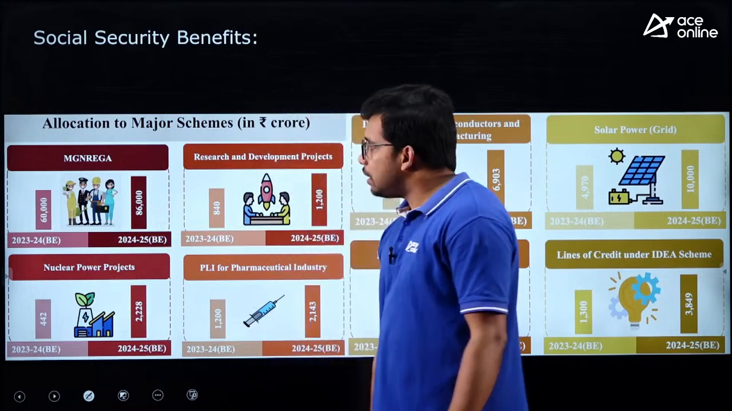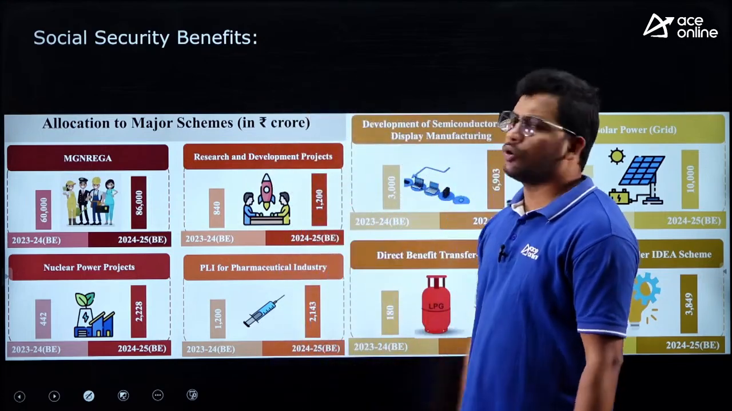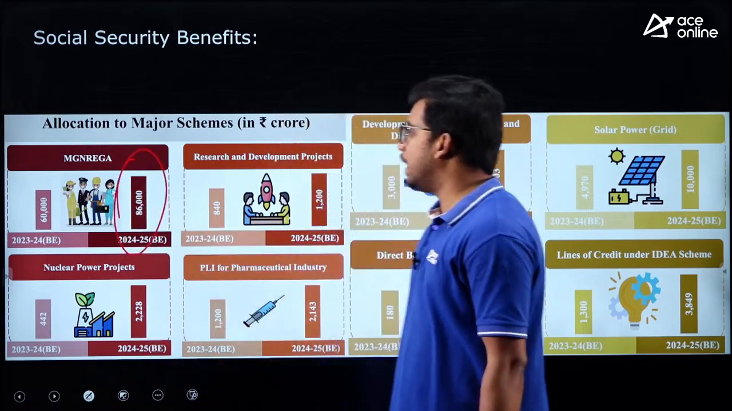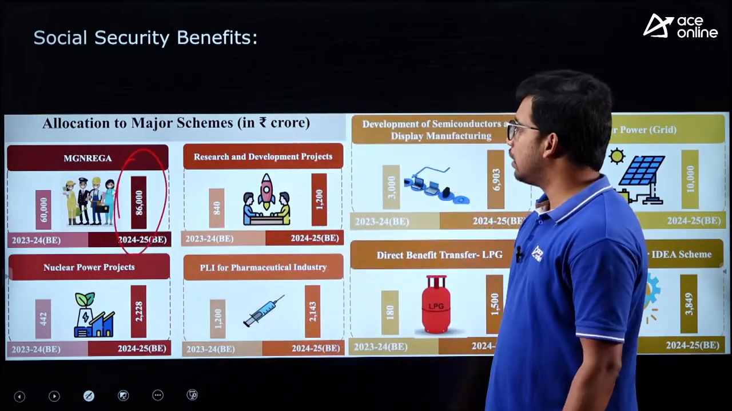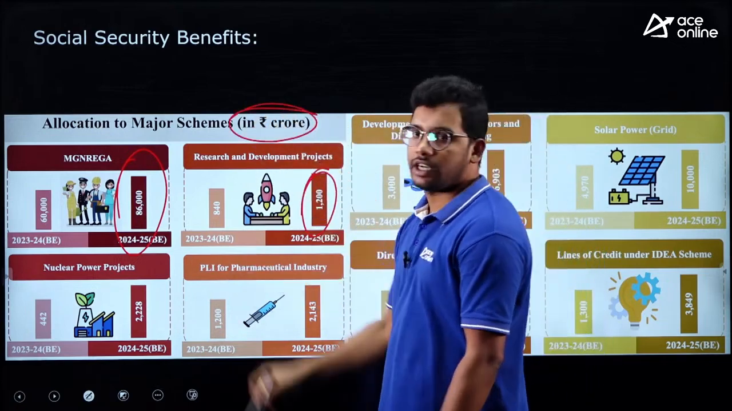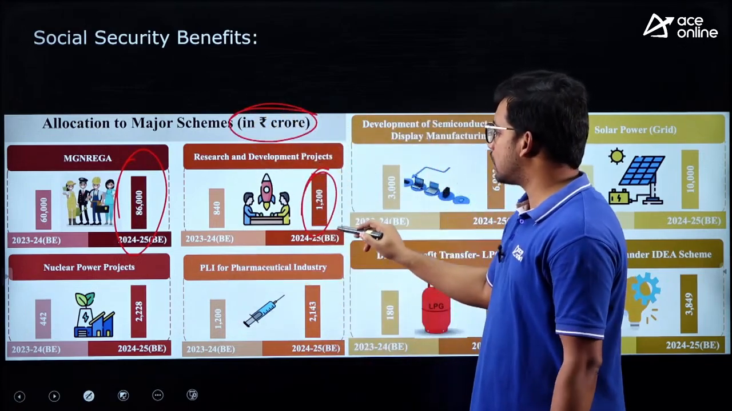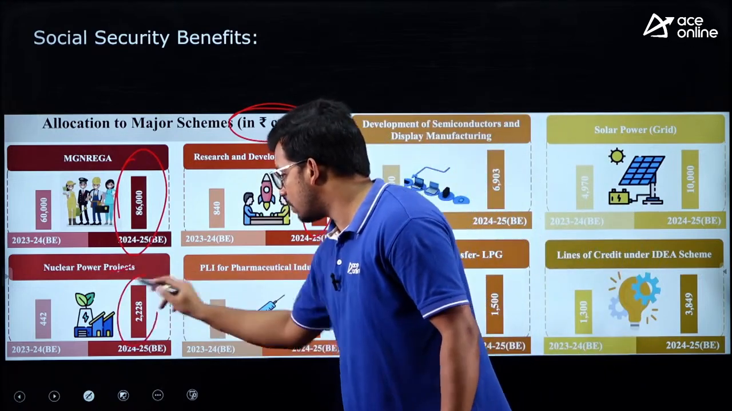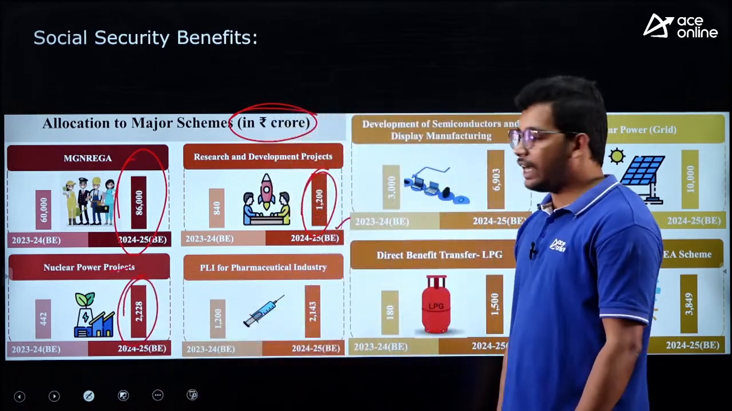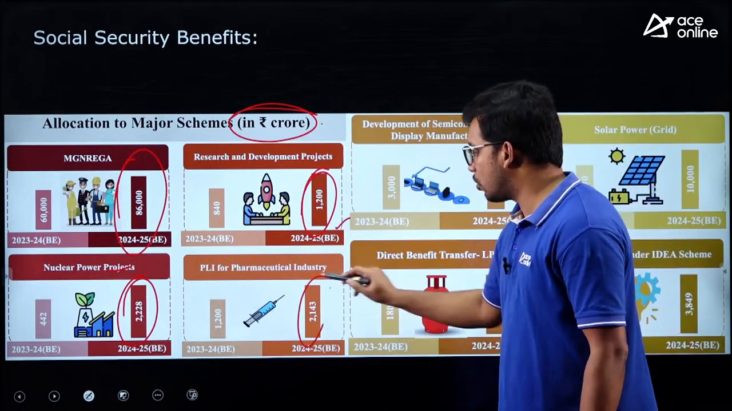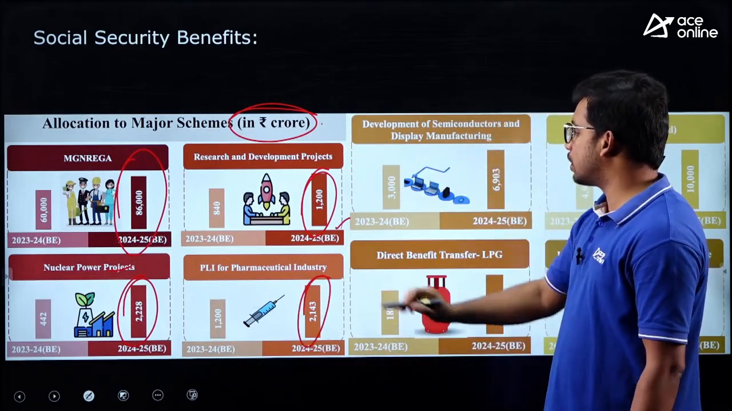Now, what the schemes government has allocated, so we can quickly go through it. You can see in the PDF, MGNREGA has got 86,000 crore. Then research and development projects, in terms of crores. Research and development, government has given 1200 crore, nuclear power projects 2228 crores, and pharmaceutical industry government is giving 2143 crore.